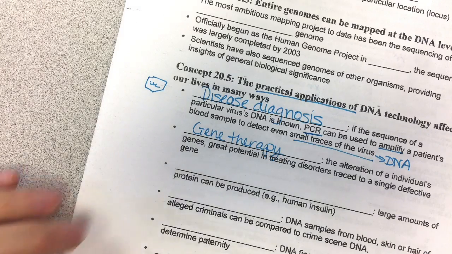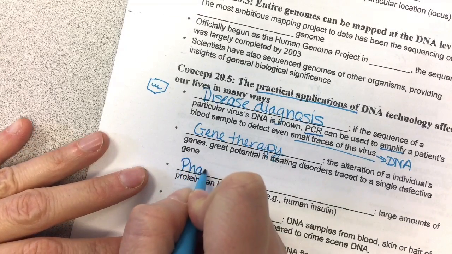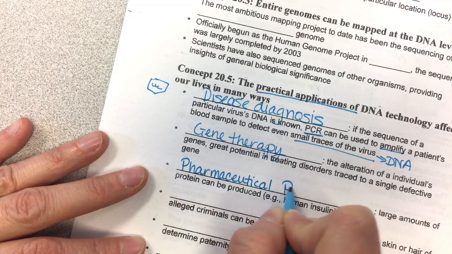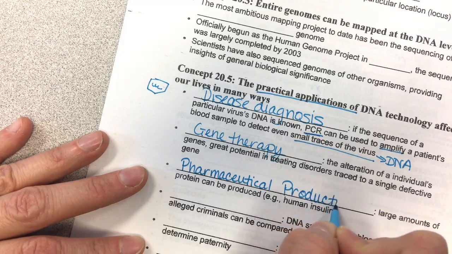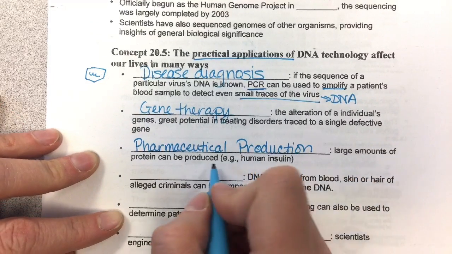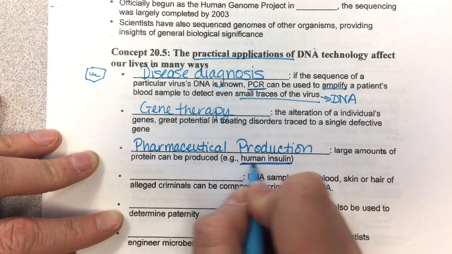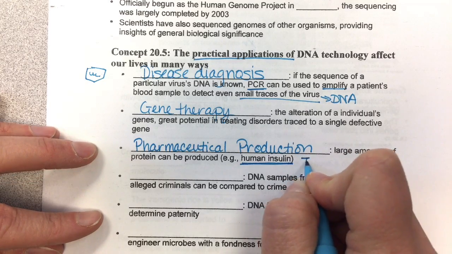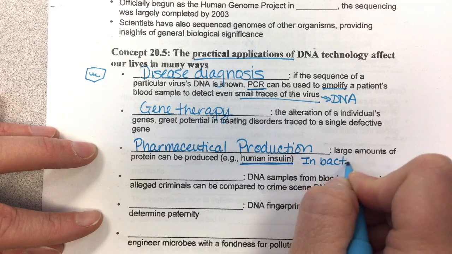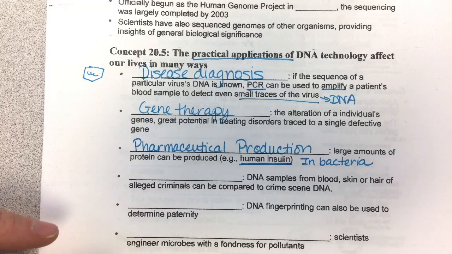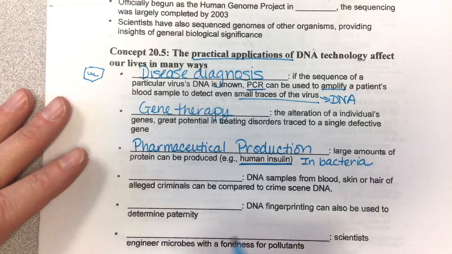Okay, so then we go back to the practical applications, and the next one is pharmaceutical production. We've already kind of talked about this. Large amounts of protein can be produced, and human insulin is an example of this. So this is like what we just looked at in the bacteria: putting a human gene into bacteria, getting bacteria to make human proteins, and then we harness those proteins and give them to people who need them.